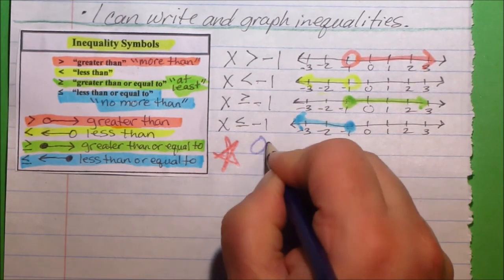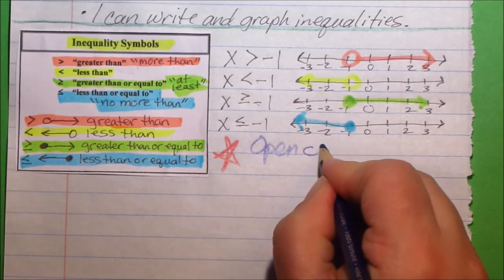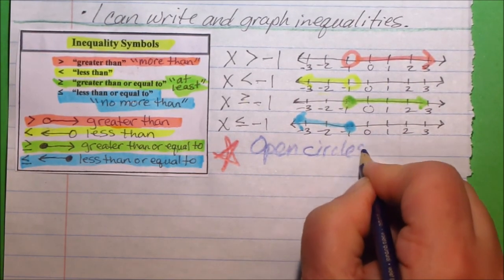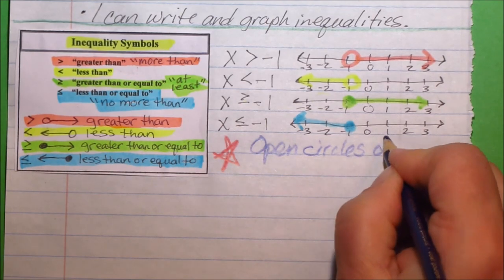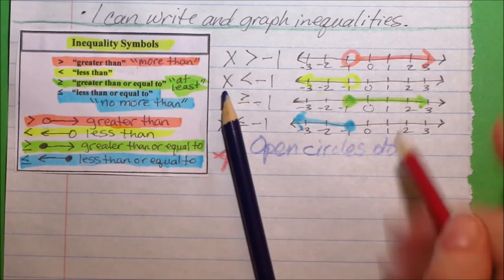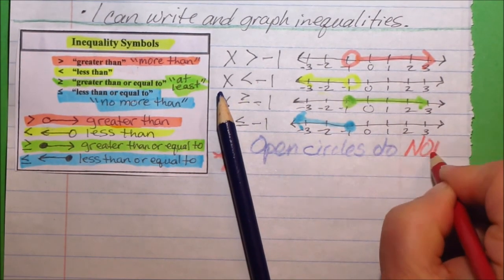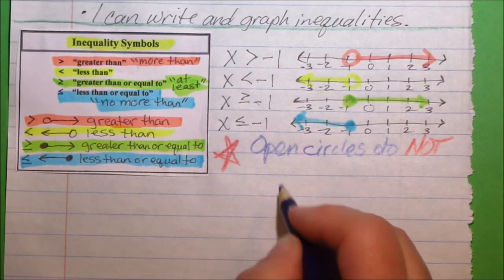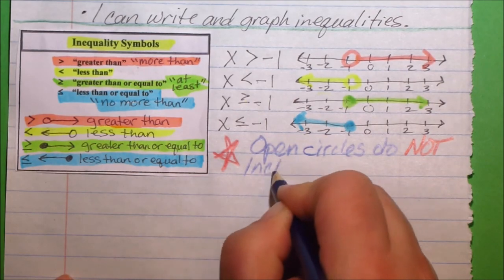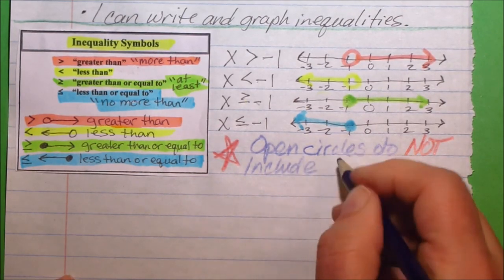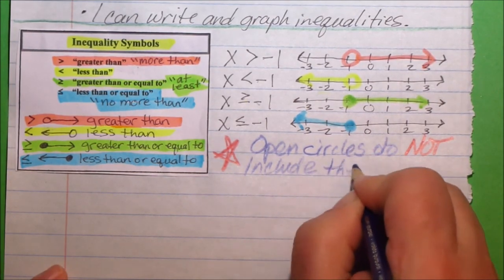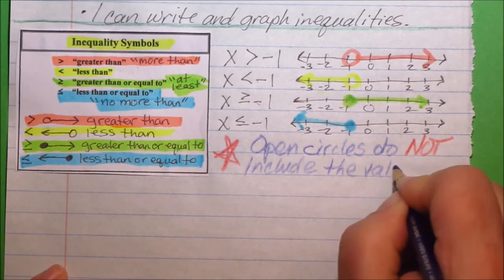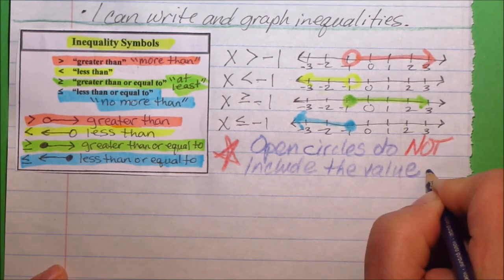Open circles do not include the value. That means the graphed number. They do not include the value.